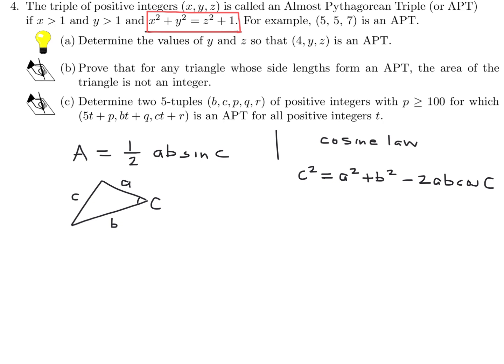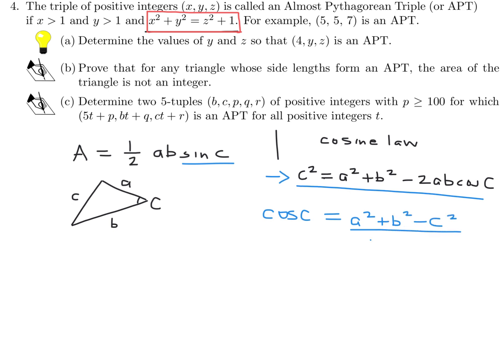The first thing I'm going to do is isolate for cos C, because eventually I'm going to have to put sine C in there to figure out the area. So let's figure out what we get for cos C. When I isolate for cos C, that's going to give me A squared plus B squared minus C squared all over 2AB, I believe. Yeah. Okay, now this property comes into play.